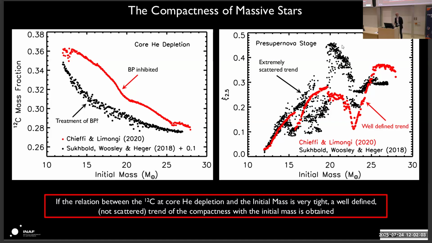We find a much tighter relation of this quantity, and this directly translates into a very different behavior of the compactness. It is due to the treatment of the Britten pulses or to the carbon shell merger, I don't know, it's difficult to say. But you can see here that this very small scatter gives a very strong scatter in the compactness parameter, while a very tight relation here gives you a very well defined trend, even if it is still non-monotonic.